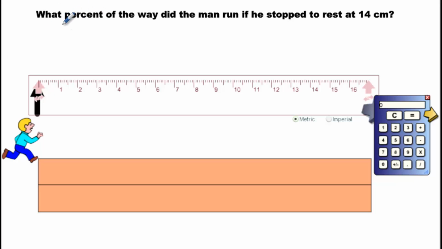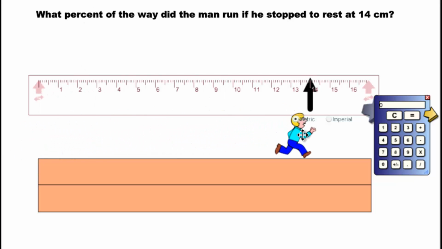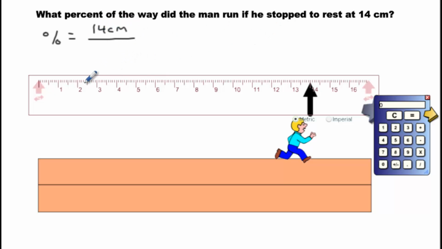Here we have another question. What percent of the way did the man run if he stopped to rest at 14? It is no different than the last question. We're going to go all the way to 14, which is right here. And then we are going to calculate the percentage. So we will say the percent is equal to 14 centimeters divided by the total. It is no different, say, of how you would calculate a percentage on an exam. You divide your score by the total. Our total here is 17 centimeters. His score is 14. He went 14 before he had to stop. We multiply by 100, and that is going to be our answer.